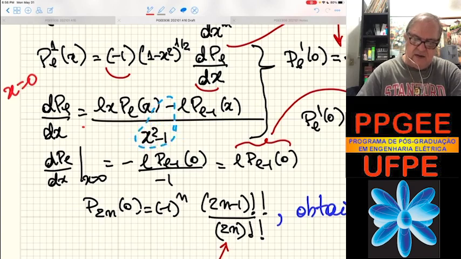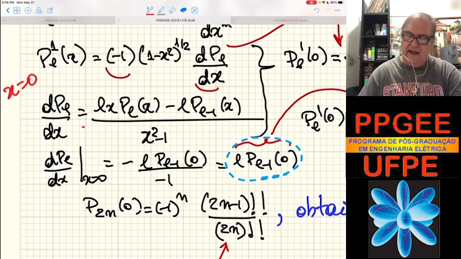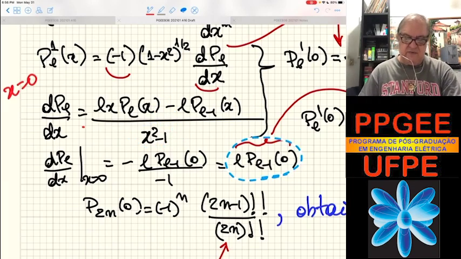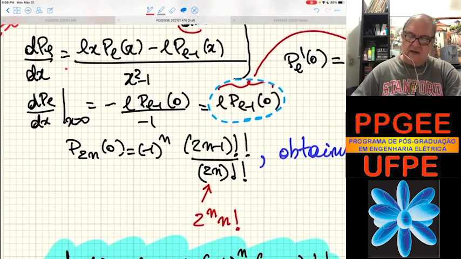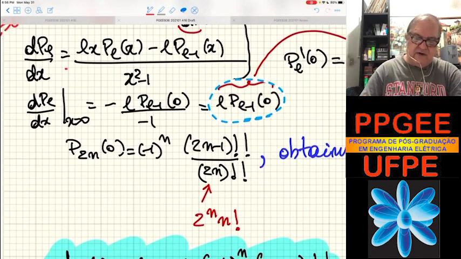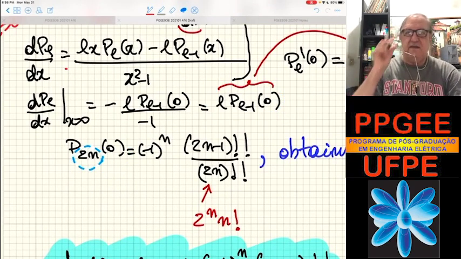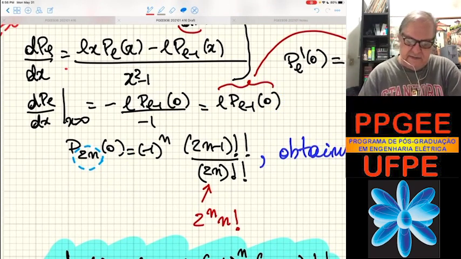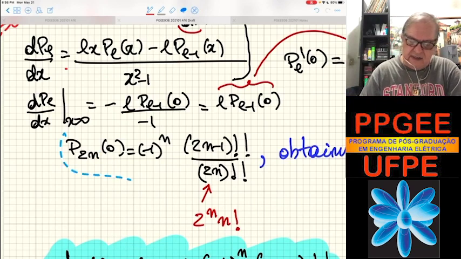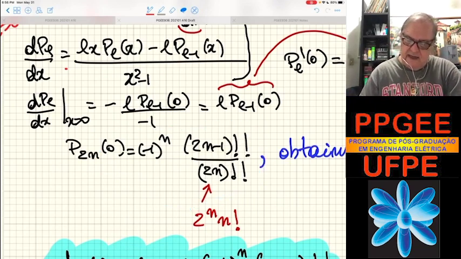So this is going to be 1. So the result is P_L minus 1 of 0. And we already know an expression for the P of 0, which only exists for an even index. That's the general expression, right?